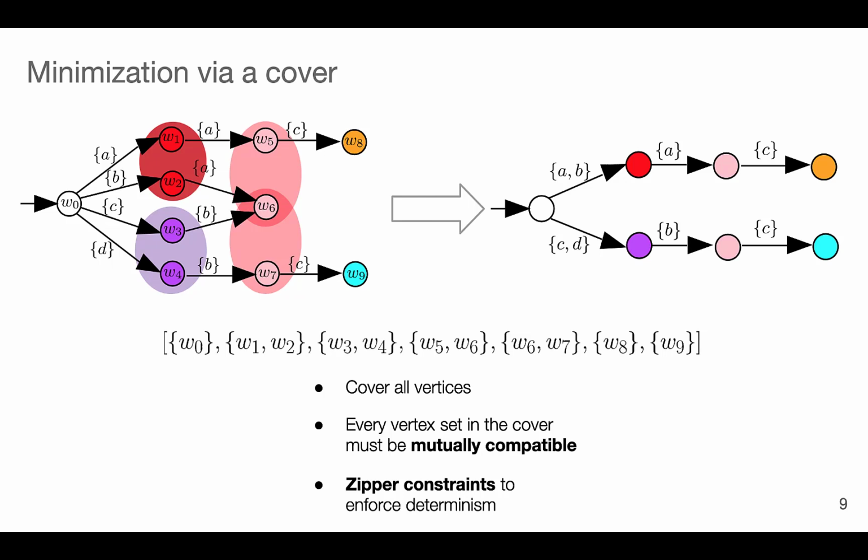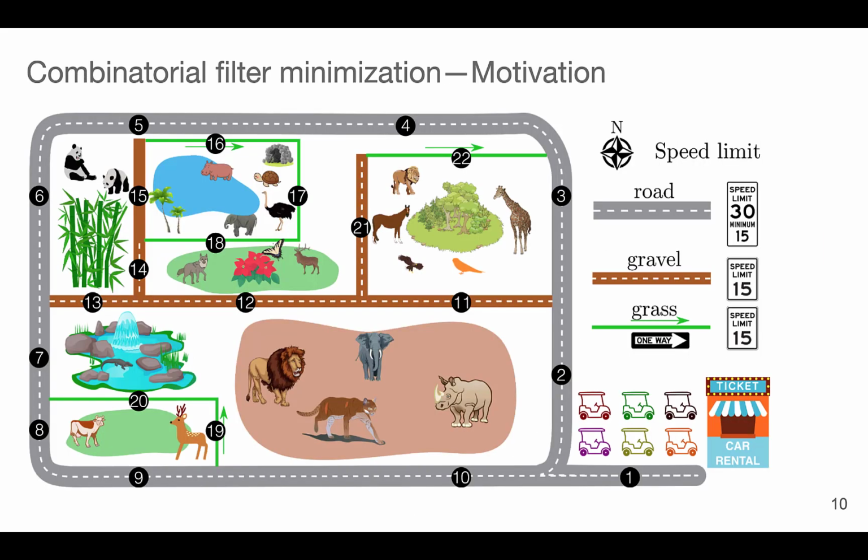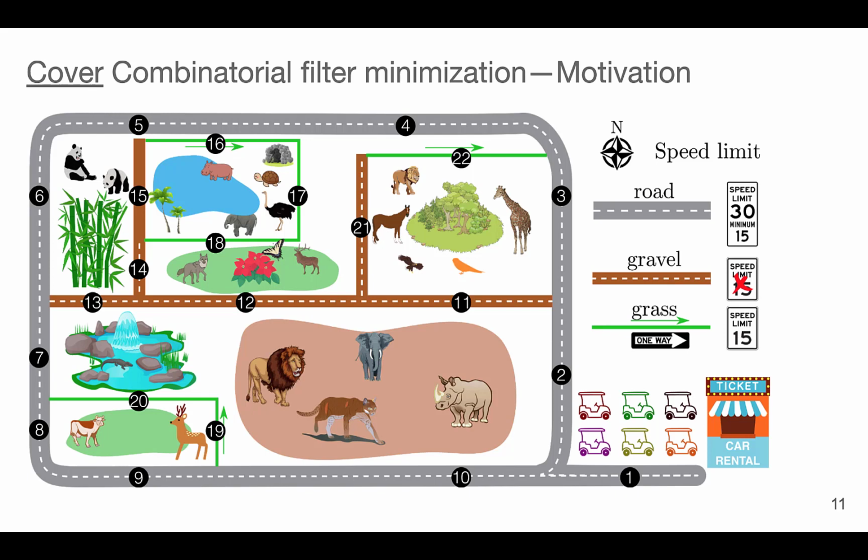So we have talked about how to minimize a filter where every state has exactly one color. What if there are some states with multiple colors? Here's a picture from the previous example. Let's say we find out that the speed limit of the gravel road is 30, not 15.